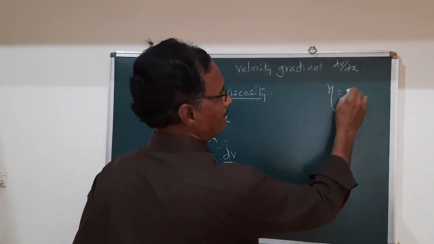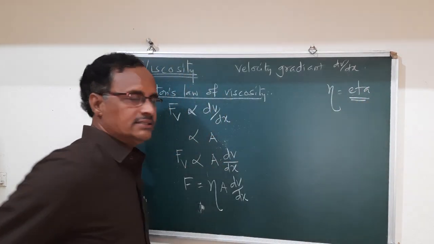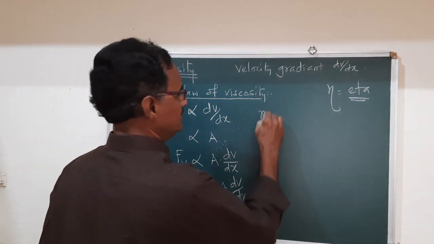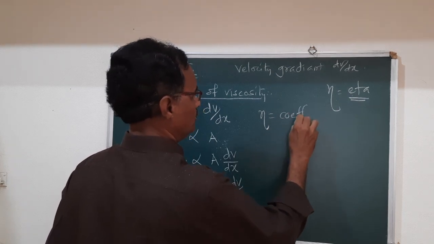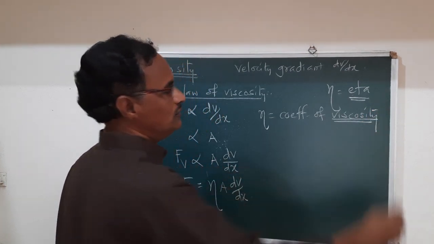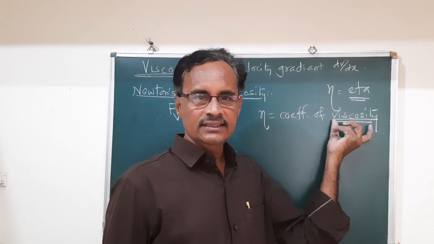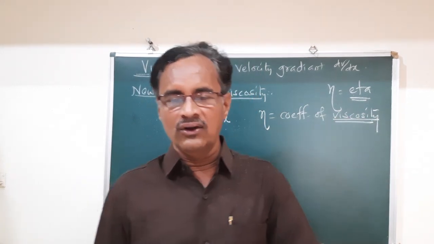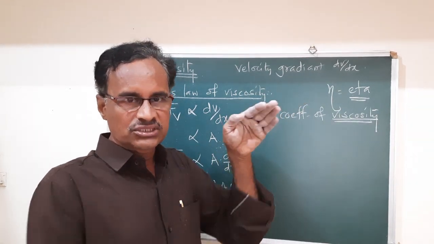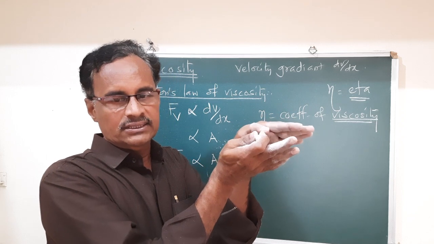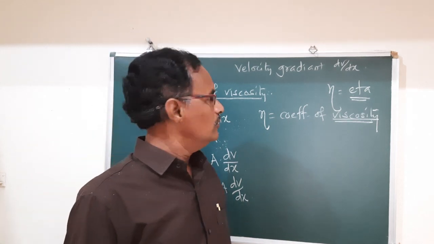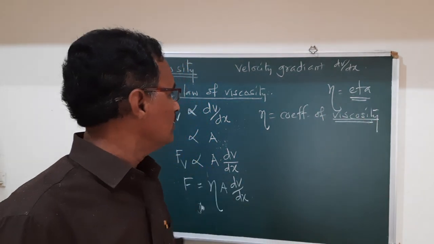Now here eta is a constant of proportionality, and this eta is called the coefficient of viscosity. Viscosity, we know, is the property of the fluid by virtue of which the relative motion between two different layers of a fluid experiences a dragging force or internal force or a viscous force. That is the property of viscosity.